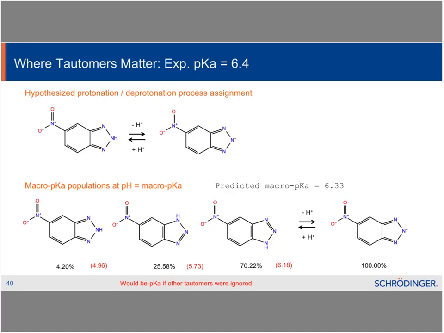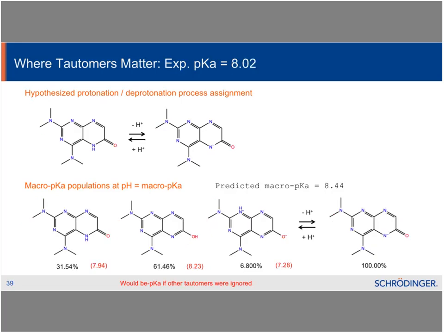6.4. It turns out that the dominant tautomer here is this one on the right, 70%. And if we combine all the micro pKas into a single macro pKa, we would get the answer 6.33, which is much closer to the experiment. So the lesson here is that sometimes these tautomers don't matter really because you just get lucky, like here, but sometimes they do matter.